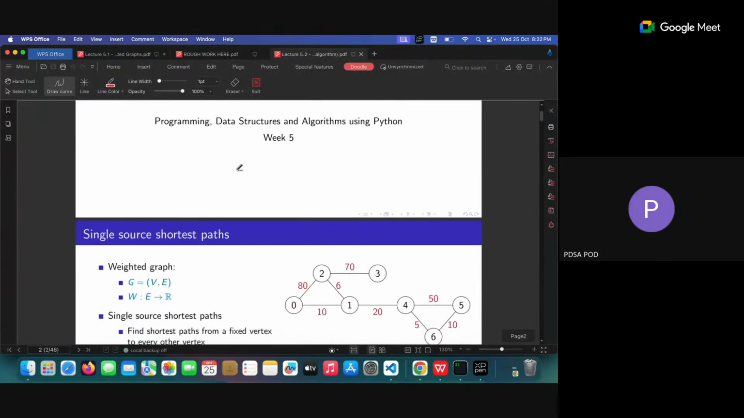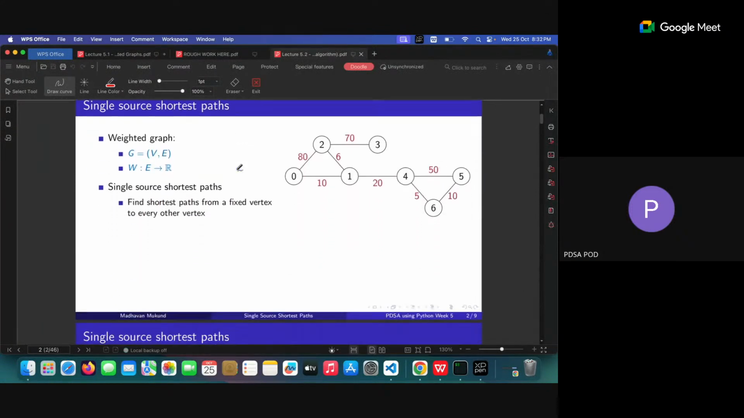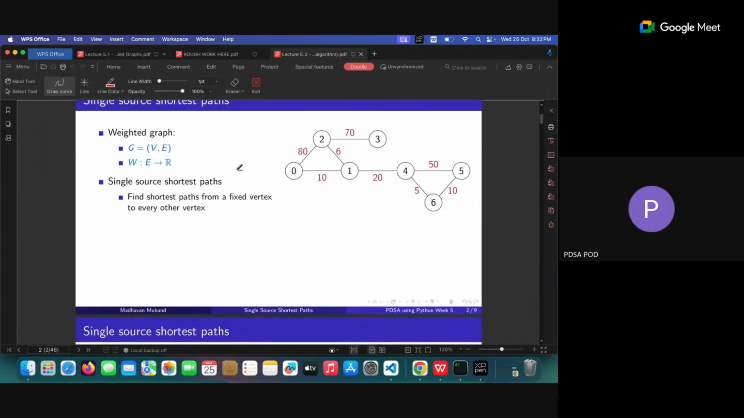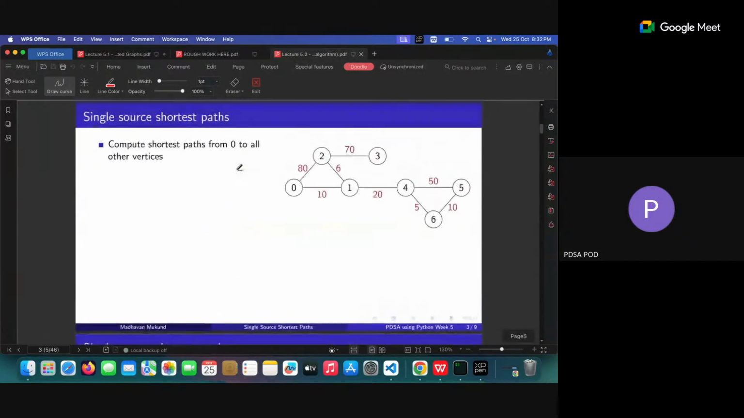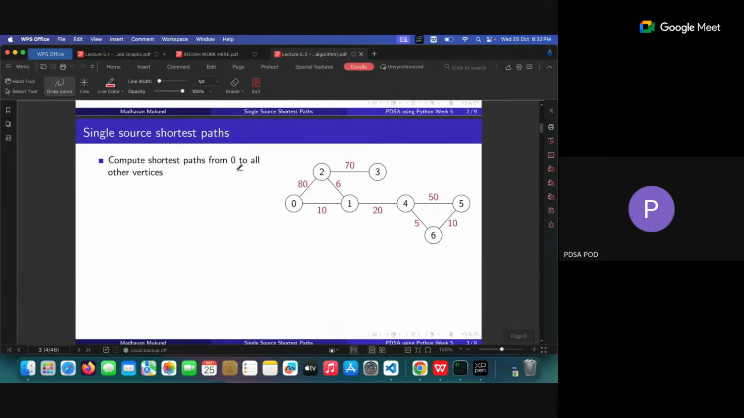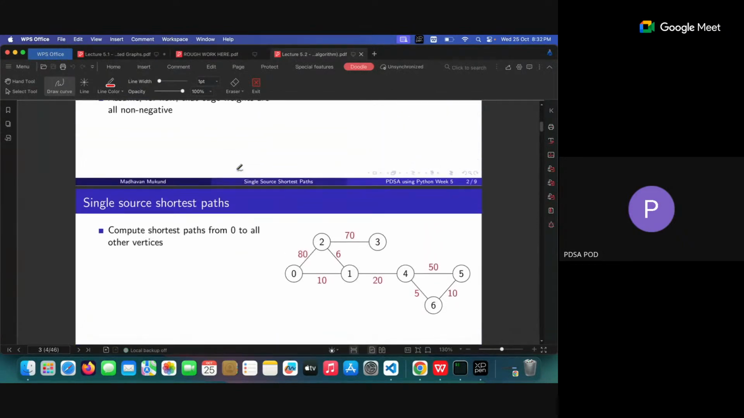So let us consider this one. This is the single source shortest path. Almost some slides are equal. Wherever the animation ends, there I'll stop it. So it is 5.2.